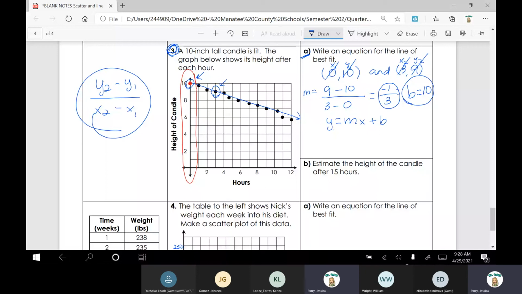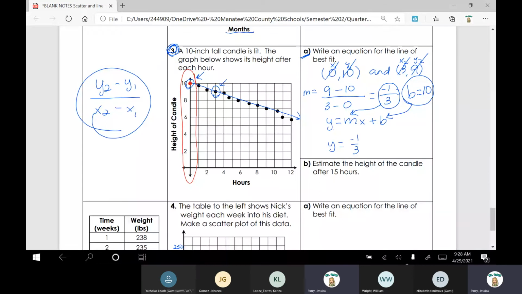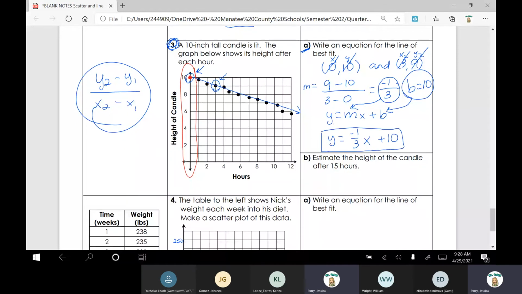So here's my b. This goes into m. This goes into b. So it's really y equals, instead of m, I've got the negative 1 over 3. Here's my x. And then instead of b, I plug in the 10. So there's my formula. And then now they want us to estimate the height of a candle after 15 hours.